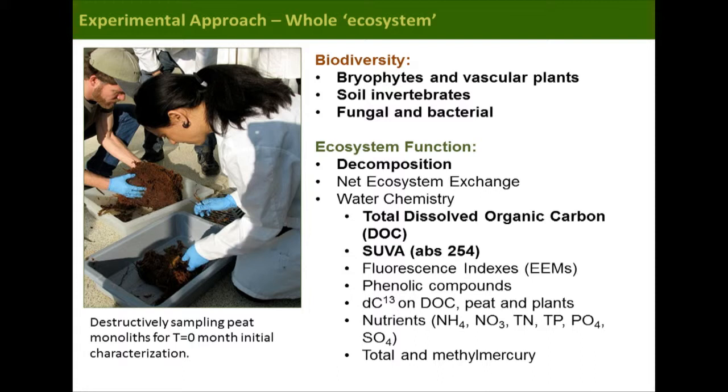So these mesocosms went into their experimental treatment. We had 7 replicates for each of our combination of treatments. And each of these mesocosms, we had 84 that went into treatment. They were fitted with 3 litter bags that allowed us to destructively sample the litter bags, but not the peat mesocosms, at 4 months, 8 months, and 12 months. And then we fully destructively sampled at 18 months.